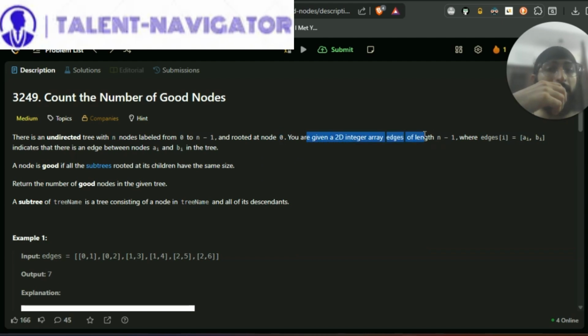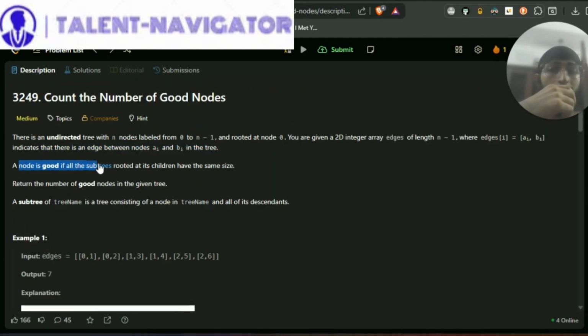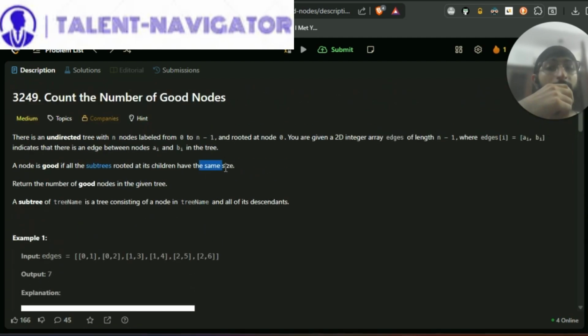You're given a 2D integer array, edges of length n minus 1, where edges[i] is equal to [ai, bi], and it indicates that there is an edge between nodes ai and bi in the tree. So it's basically an undirected graph itself, right? A node is good if all the subtrees rooted at its children have the same size. So a node would be considered good if all subtrees that are rooted at its children have the same size. So we need the same subtree size for that particular node, right? For each of the children, right? So return the number of good nodes in the given tree.